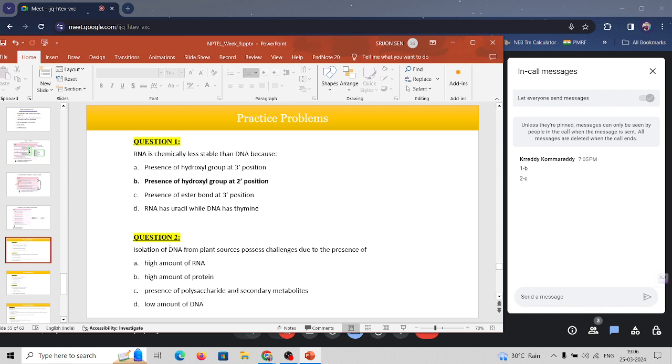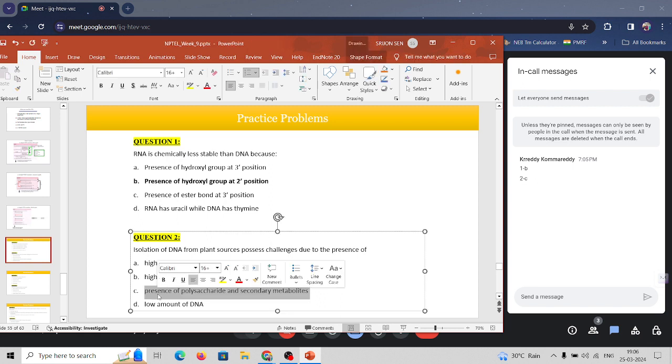stable. So isolation of DNA from plant sources poses challenges due to a high amount of protein, a high amount of polysaccharide and secondary metabolites, and a low amount of DNA. Yes, option C is absolutely correct because of the presence of polysaccharides, carbohydrates, and different secondary metabolites. Fantastic. Those two are the correct options.